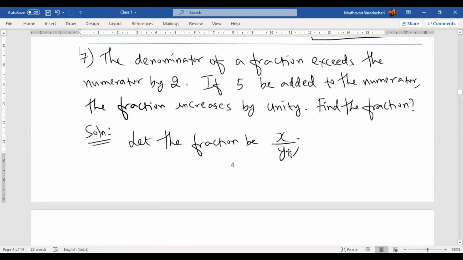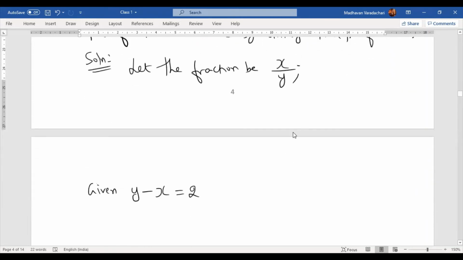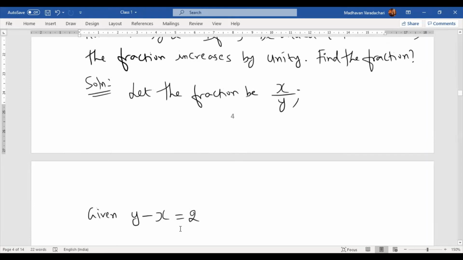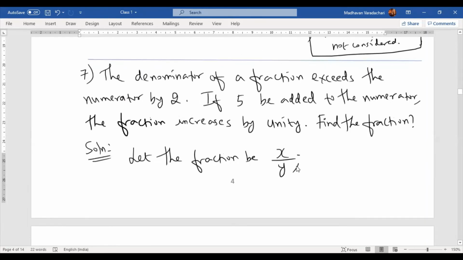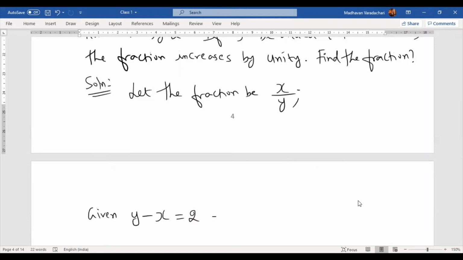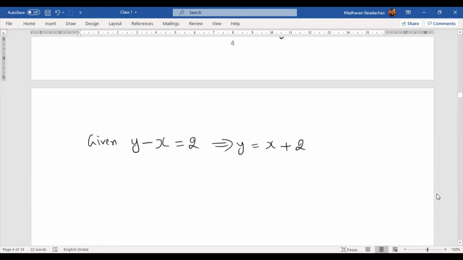The denominator is nothing but y. That is exceeding the numerator. Numerator is nothing but x. By how much? It says by 2. So that means I can consider y as x plus 2. I'm taking this negative x to the other side. It becomes positive x. Therefore, the fraction is x divided by x plus 2.